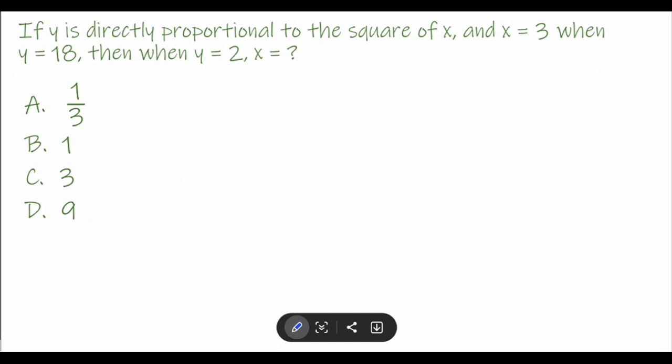Now let me teach you this math that involves proportion. This is a math problem coming from an SAT reviewer, and I'm going to teach you how to solve the value of x.